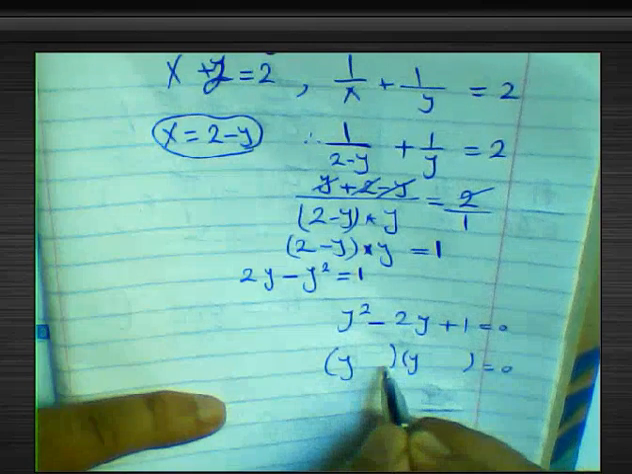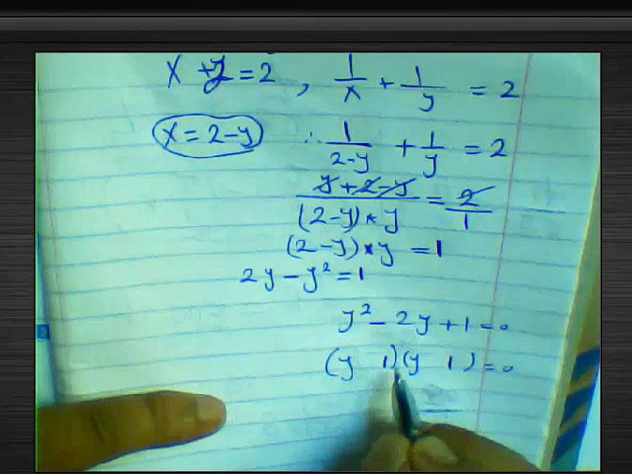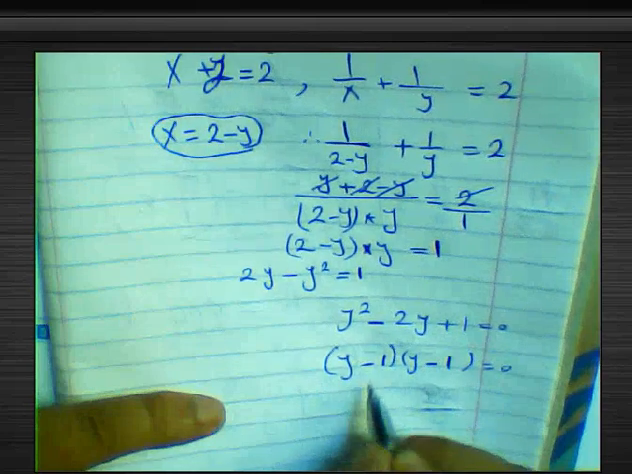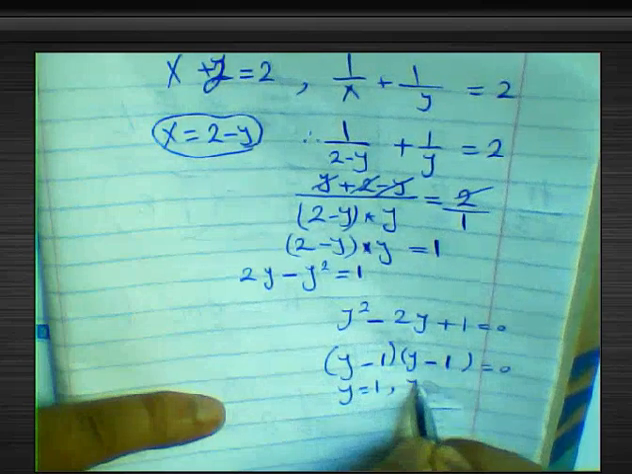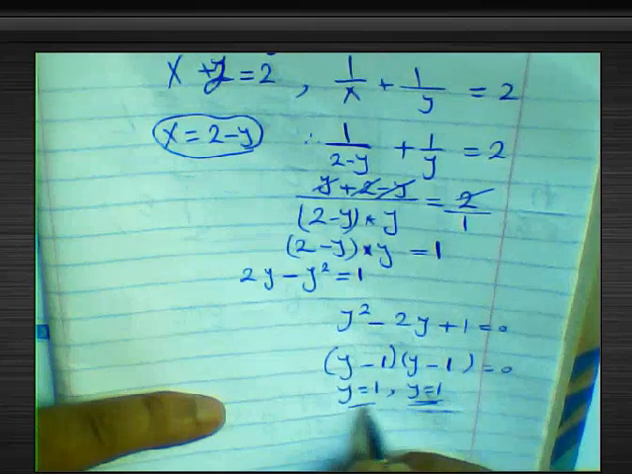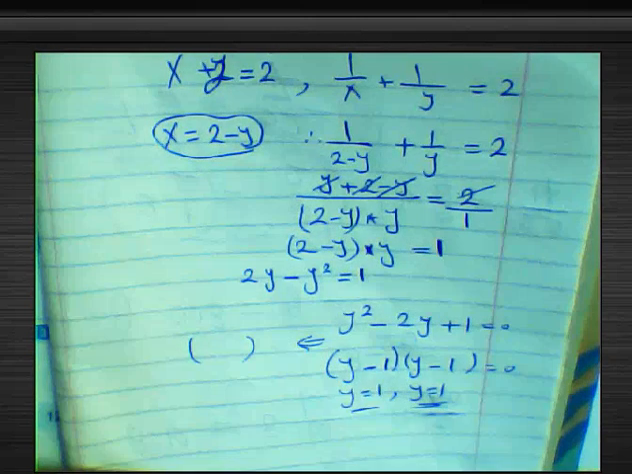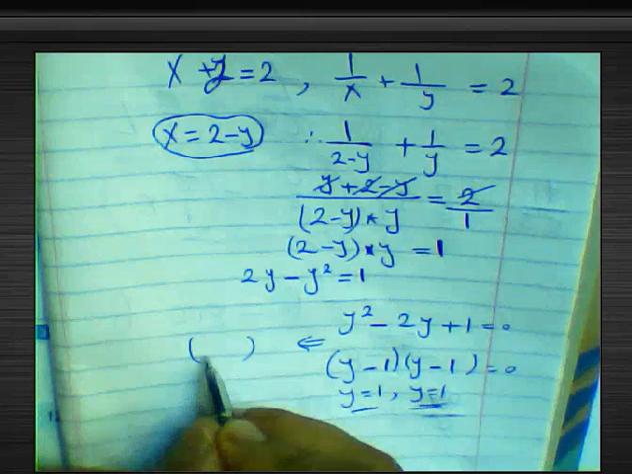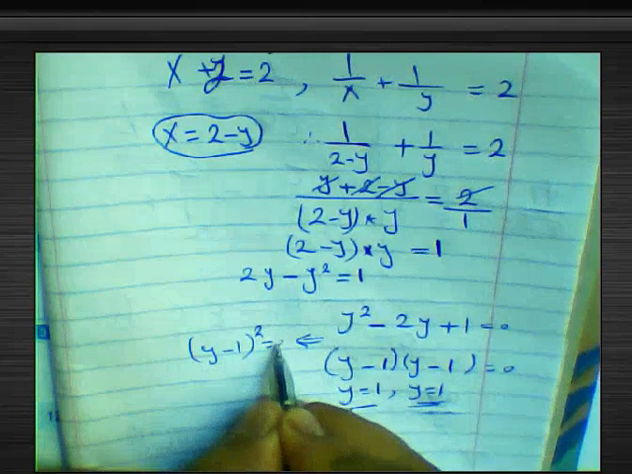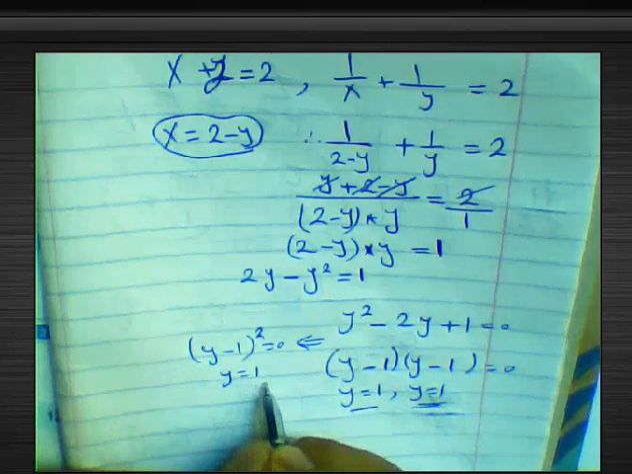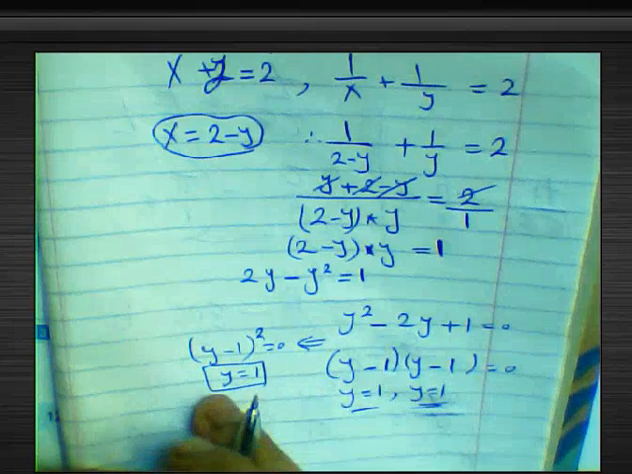And then you can simply factorize this equation. y times y, and 1 times 1. The sign will be negative, then y will be 1, or y equals 1. Or you can solve it as (y subtract 1) whole power 2 equals 0. It's true if you do this step or this step.